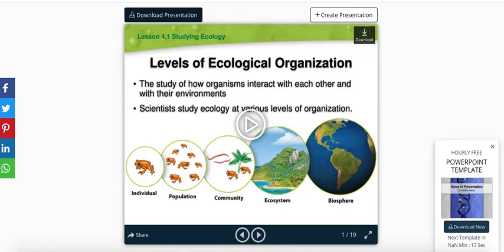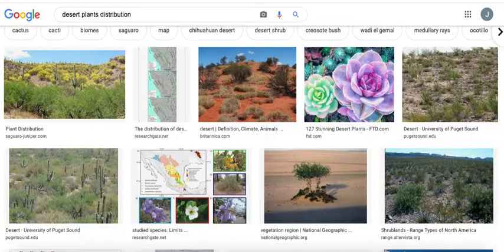A population size is the total number of individuals, and a population density is how many individuals are in a particular place. So, for example, desert plants are laid out almost like somebody planted them. It's like they're almost perfectly spaced.